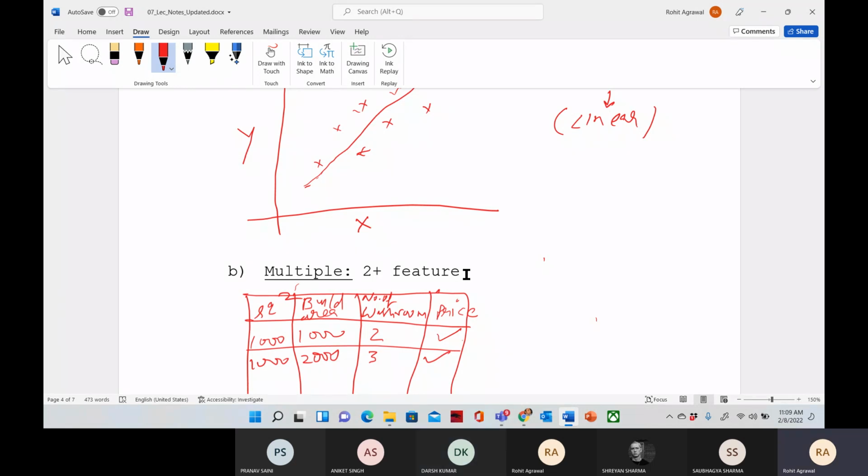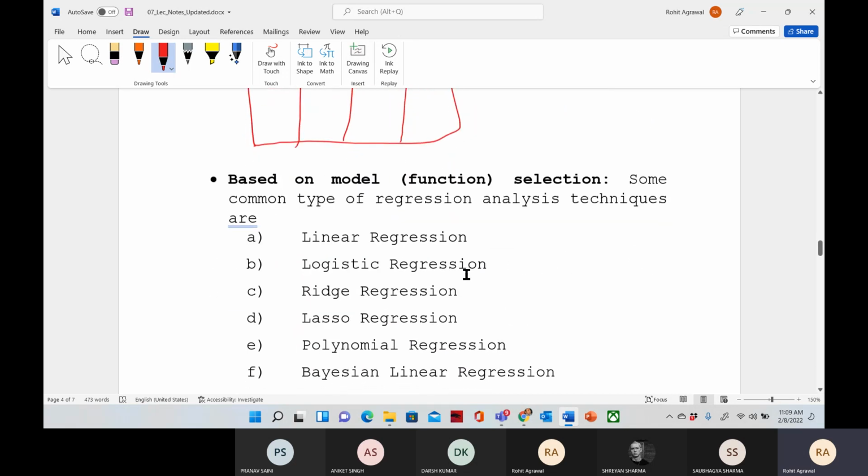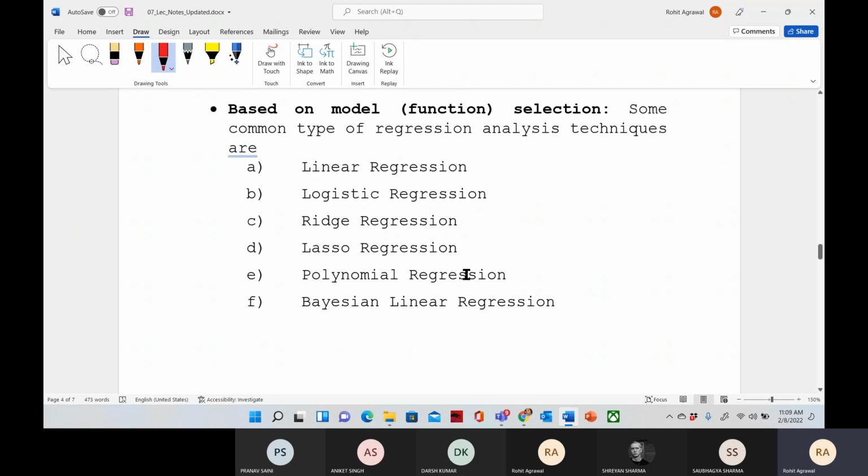Yes, sir. Okay. So this is clear. If we have a single feature, then it is called simple regression. If we have two or more than two features, then it is called multi regression. Okay, so these are the two categories. Now there are some other categories as well, and you will find these types of categories in the books, all of them. Okay. So we are discussing regression now.